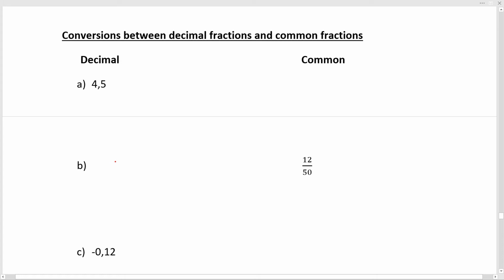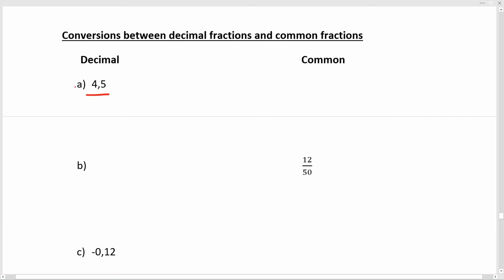Here we are going to convert between decimal fractions and common fractions without using a calculator. The best way to get it into a common fraction is to remember that a decimal is already in its fraction form. It's giving you something out of 10 or 100 or 1,000 and so on, something with 1 and a bunch of zeros in the denominator.